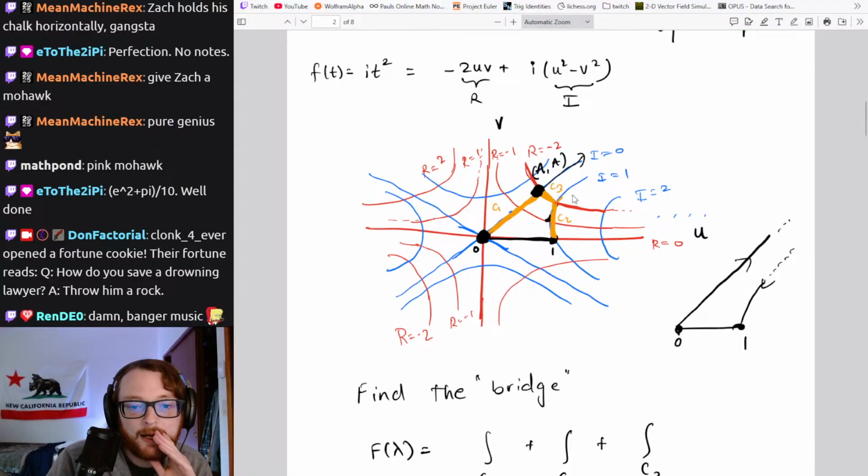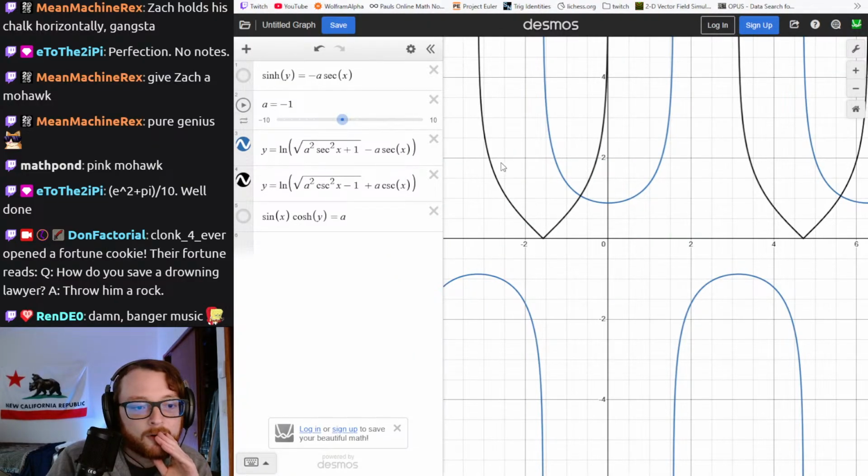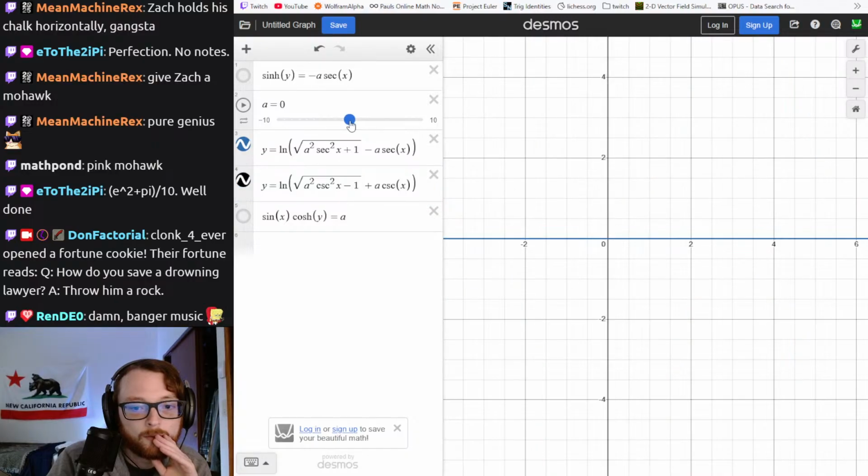Yeah, we're keeping I. We want to keep I constant as much as possible. Black ones are I. So we need to do a different route.